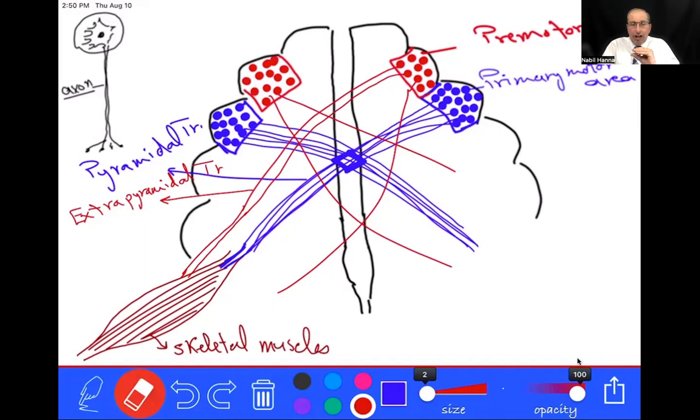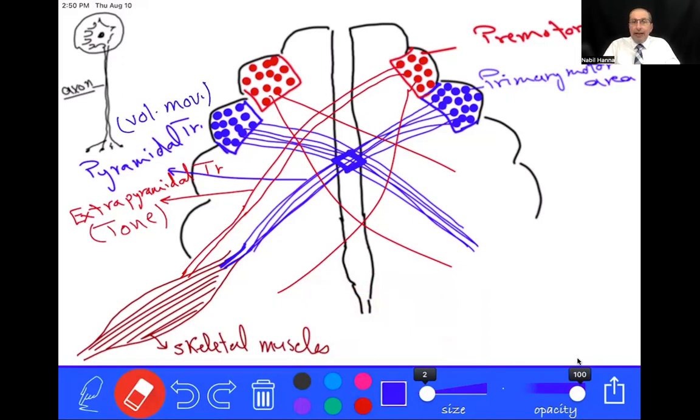Yes, this tone is not 100%. You're not sitting like a wood statue or iron statue. No, you're kind of relaxed, but you still have some residual tone. This tone in the resting muscle is the function of the extrapyramidal tract. So the extrapyramidal tract provides muscle tone, and the pyramidal tract is responsible for voluntary movements.